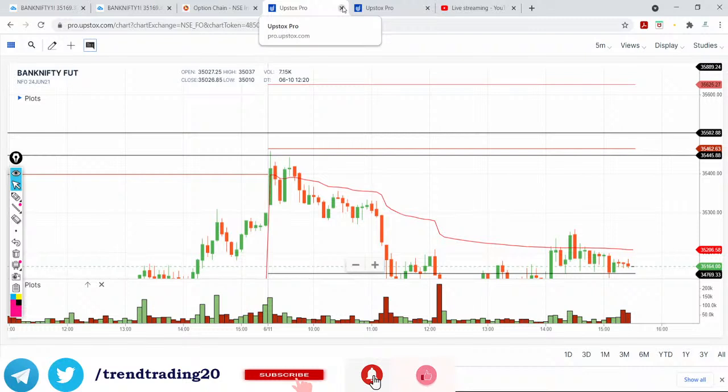Simple. You need to add all this in Bank Nifty future, not in spot price.